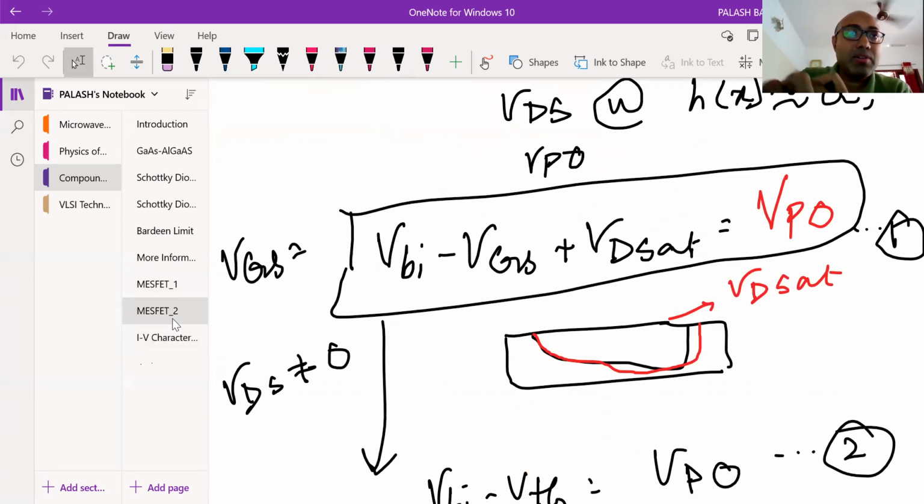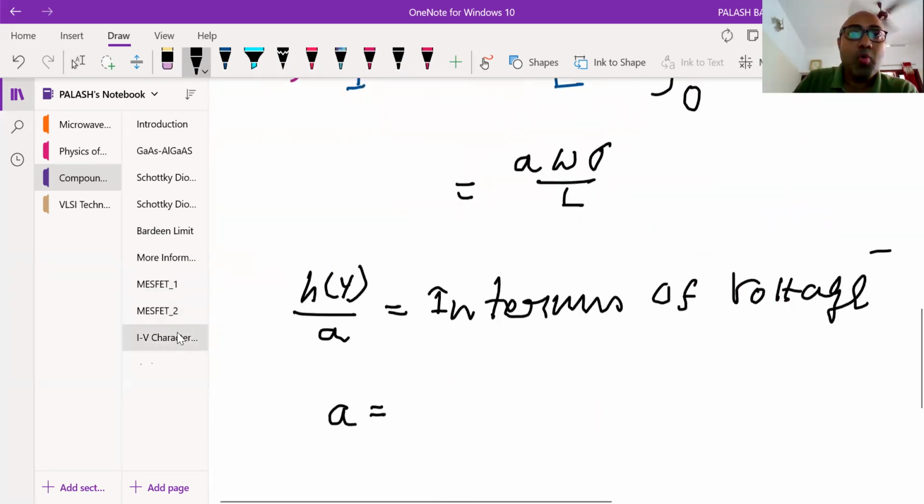Let's not disturb this. What is A? Now you see that if you have a depletion region, go back to your PN junction concept on how to find out A or XT. What is the formula? You can remember the formula that we have.